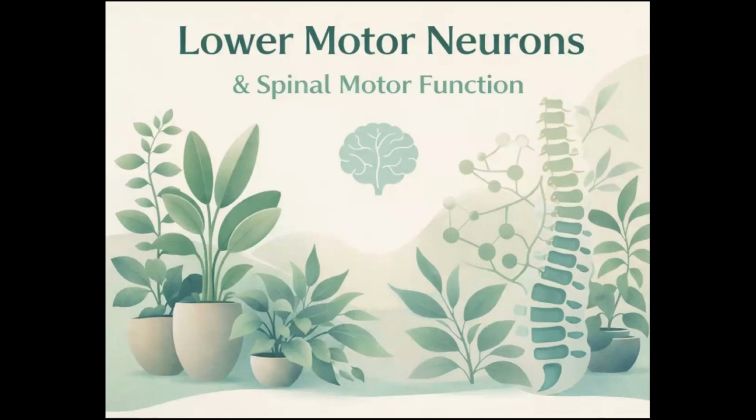Once a movement is planned, upper motor neurons will send signals down the spinal cord. Two major control systems will help refine that movement. You have the cerebellum, which coordinates timing and accuracy, and the basal ganglia, which help select and initiate movement patterns. Upper motor neurons synapse on spinal interneurons and lower motor neurons. Lower motor neurons then will send signals directly to skeletal muscle, so they are the final common pathway for voluntary movement.